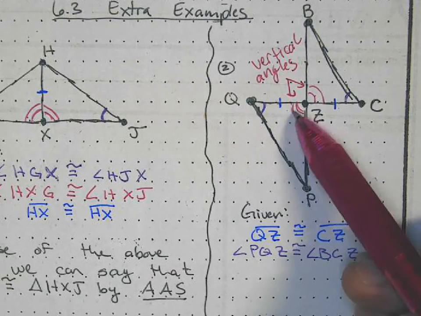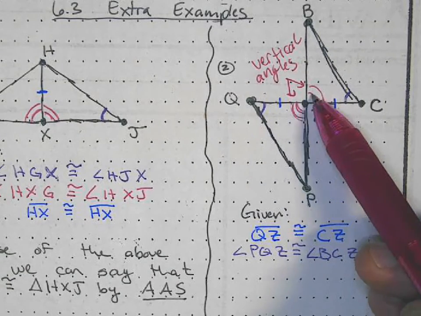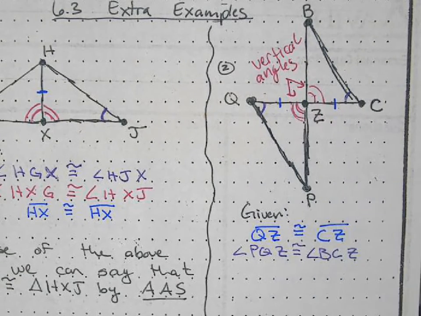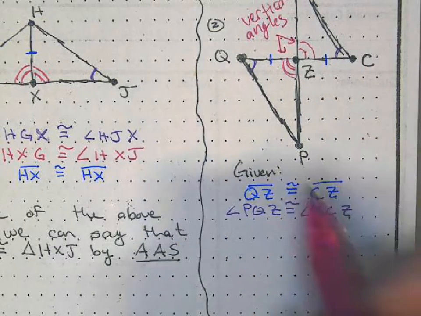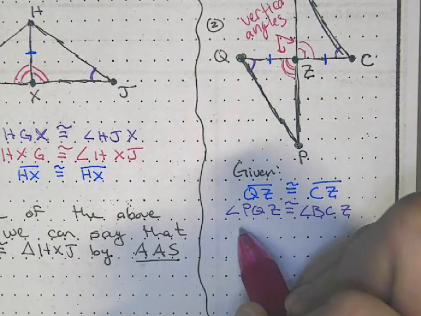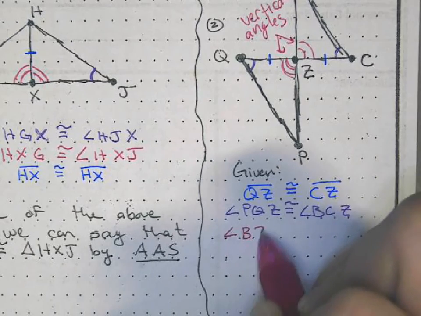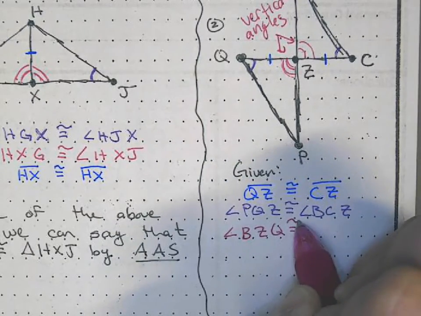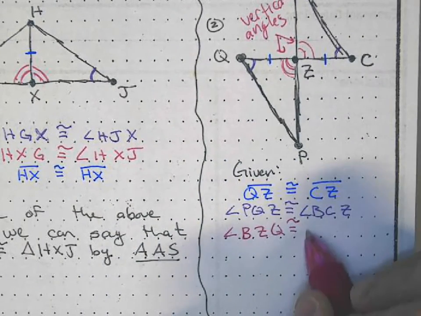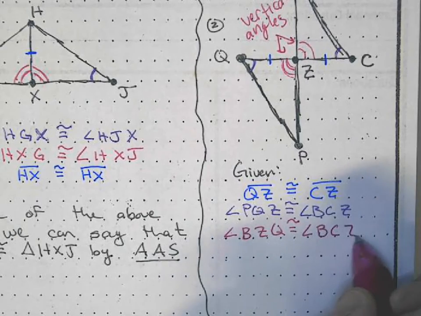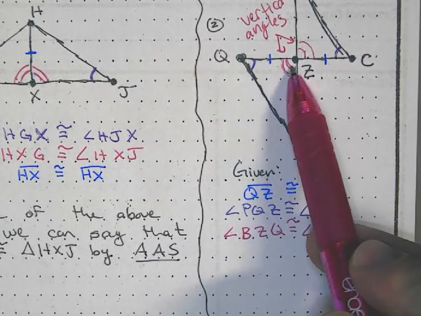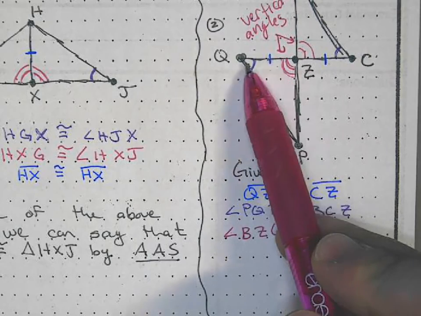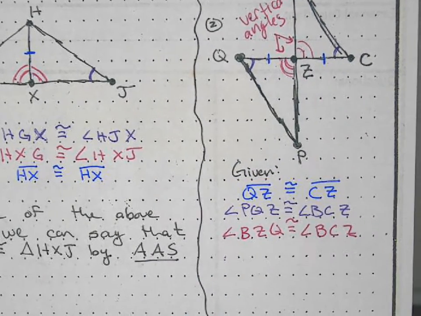So angles that are across a vertex from each other are congruent. That's the last piece that wasn't told to us, but we need to know it. So we can say angle BZQ is congruent to angle BZC. And now we have angle, side, angle, with our congruent side in between our two angles.